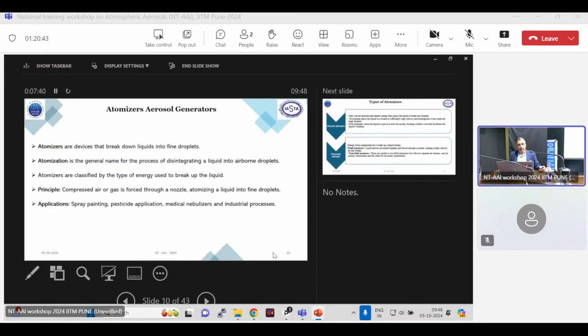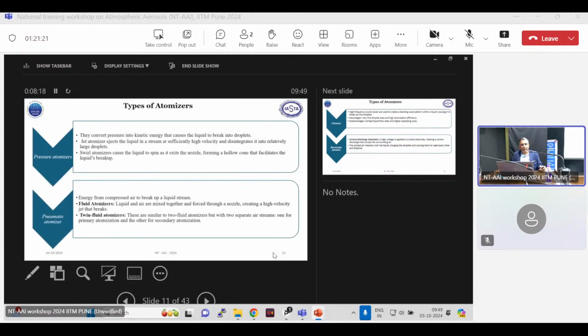So atomizers are devices that break down liquid into fine droplets by various mechanical forces, whether in a pneumatic way, an ultrasonic way, or an electrostatic way. If we atomize some liquid, that is called an atomizer, and the principle and the force will be different. The applications, as I already explained, are spray painting, pesticide application, medical nebulizers, and industrial applications like that.